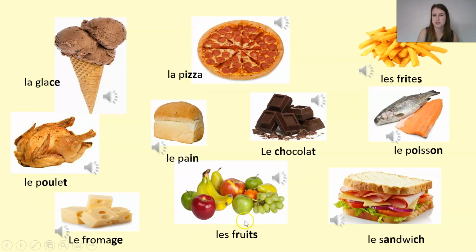Now this one's quite a difficult one, so listen out for this one. Les fruits. Okay, so we don't pronounce the R sound or the T and the S. So my turn, les fruits, your turn. Good, okay, so it's not les fruits, we don't pronounce any of those letters, so it's les fruits. And the last one here, sandwich.